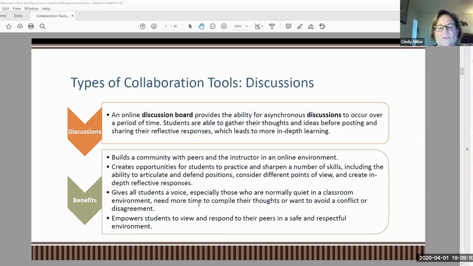But it also gives students a voice, especially those who are normally quiet in the classroom. We have some of those students in our regular classrooms who don't say much, and really you'll see quite a few of your shy students speak up right away because they feel safe. And we'll talk about how you can make them feel safe in just a moment as well, but they feel safe discussing some of the things that are being brought up during that discussion board. So it also empowers students to view and respond to their peers in a safe and respectful environment. So let's talk about what that means.